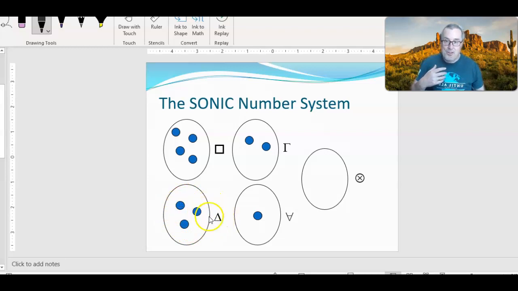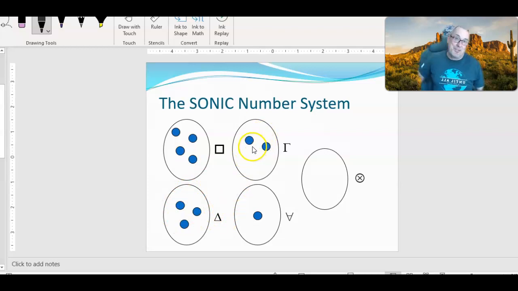And then if we had 3 objects, 3 blue dots in this case, we're going to use the triangle symbol to represent the idea that we have the quantity of 3. I hope you can see where I was going with this. The square has 4 sides, so that will help us remember that a square represents the idea of 4. A triangle has 3 sides, so it represents the idea of 3.